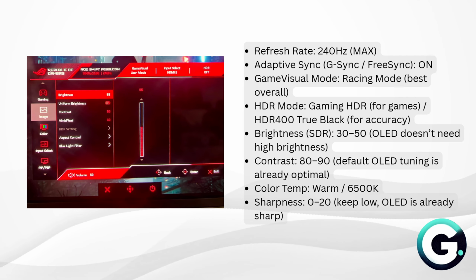For brightness, you want to set this to 30 or 50 because OLED doesn't need high brightness. For contrast, 80 or 90 can work. Default OLED tuning is already optimal. For color temperature, you want to set this to warm or 6500K and sharpness at 0 or 20.